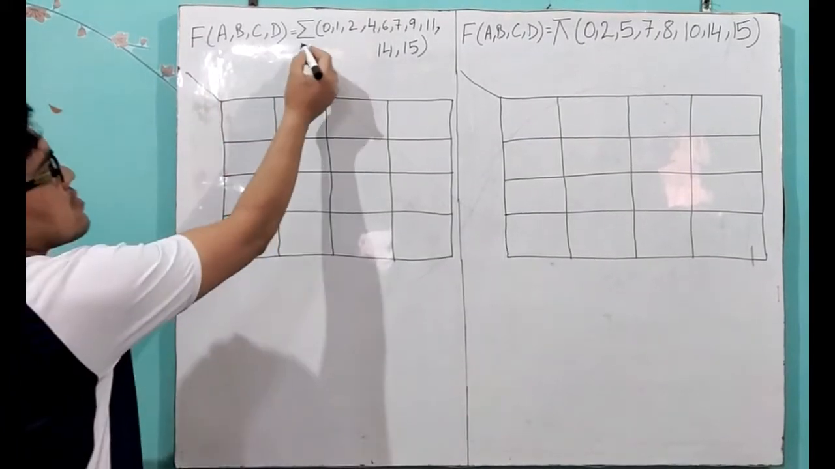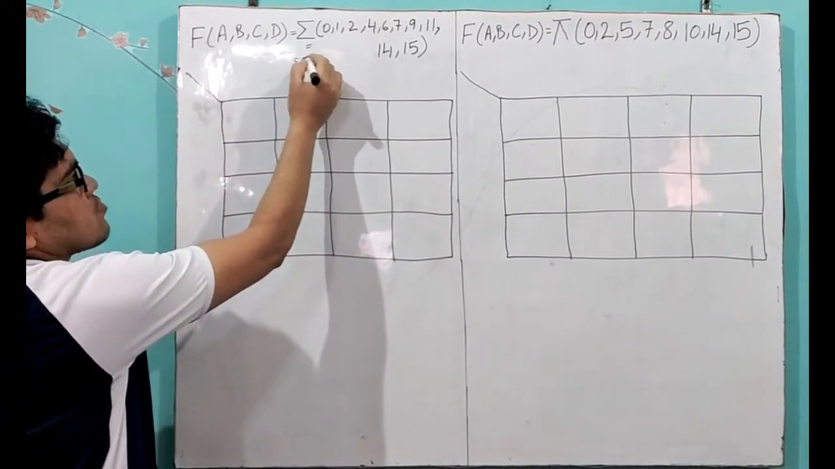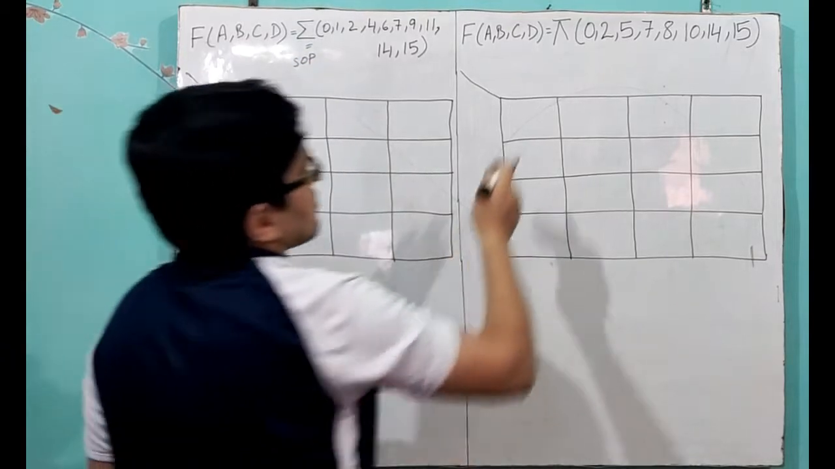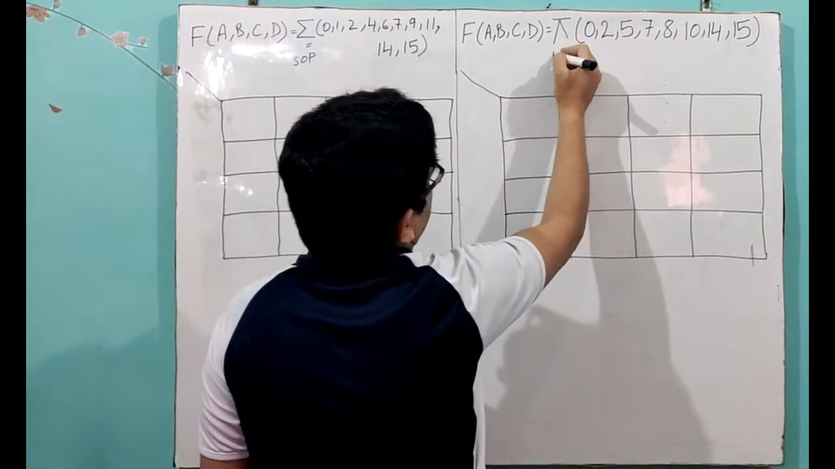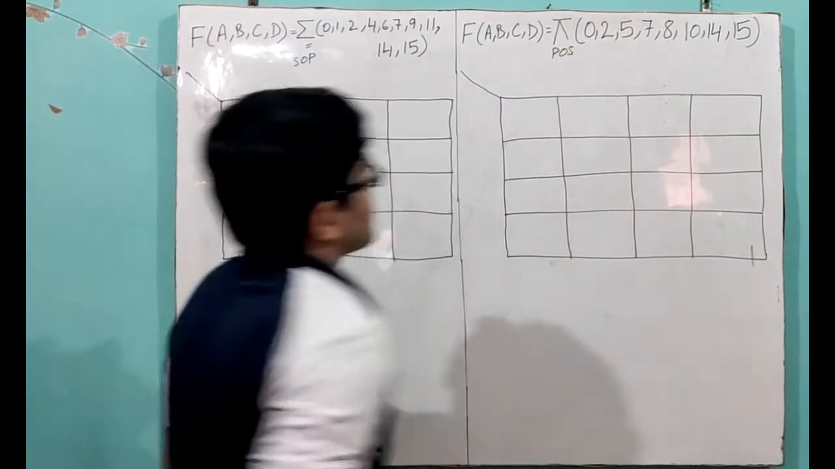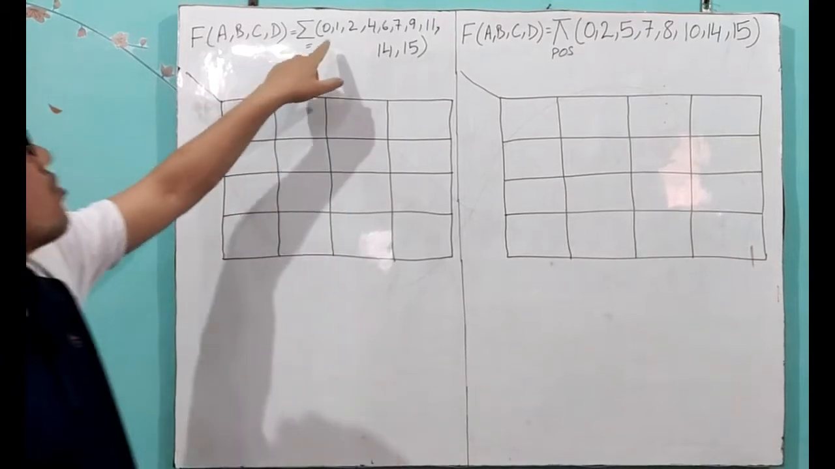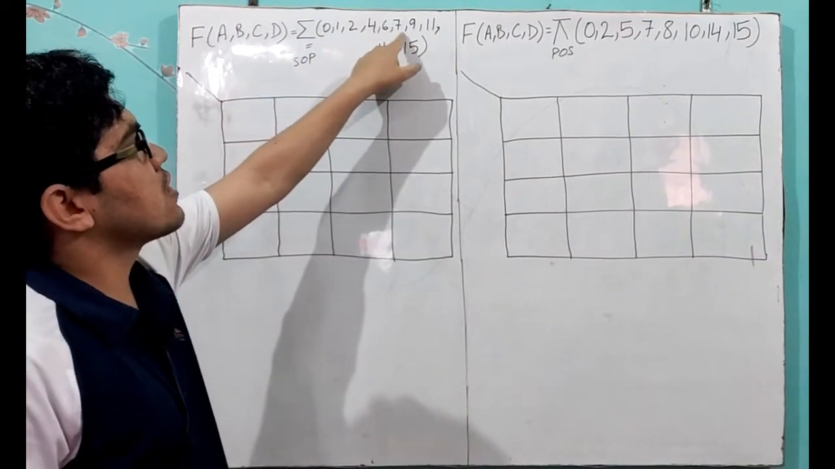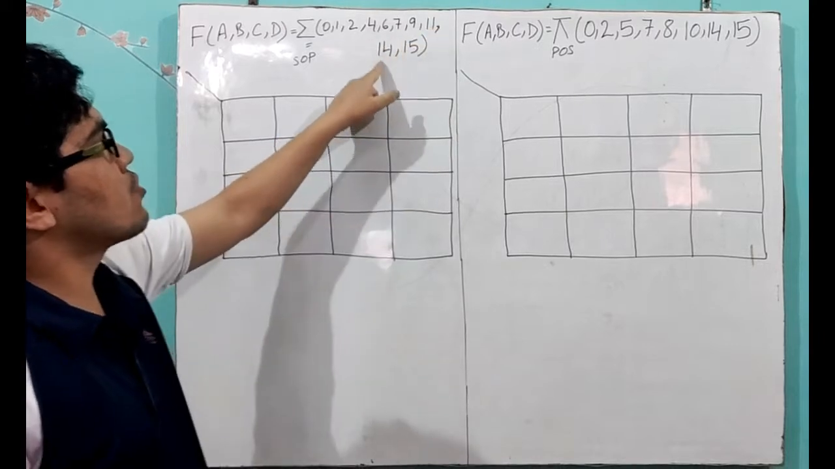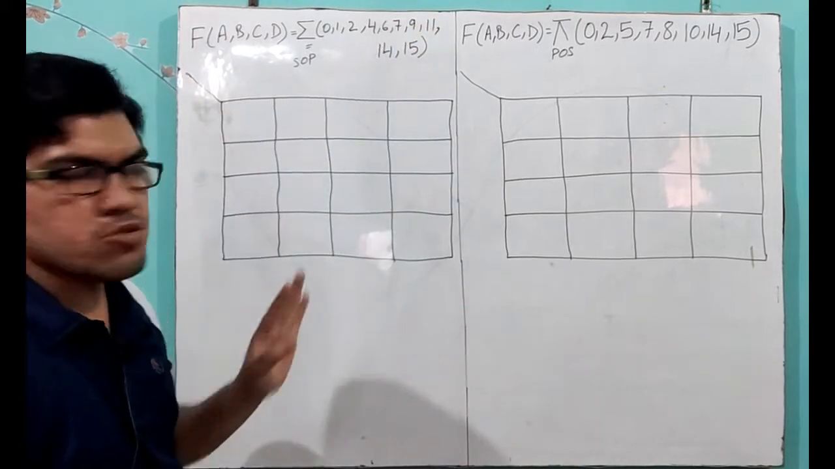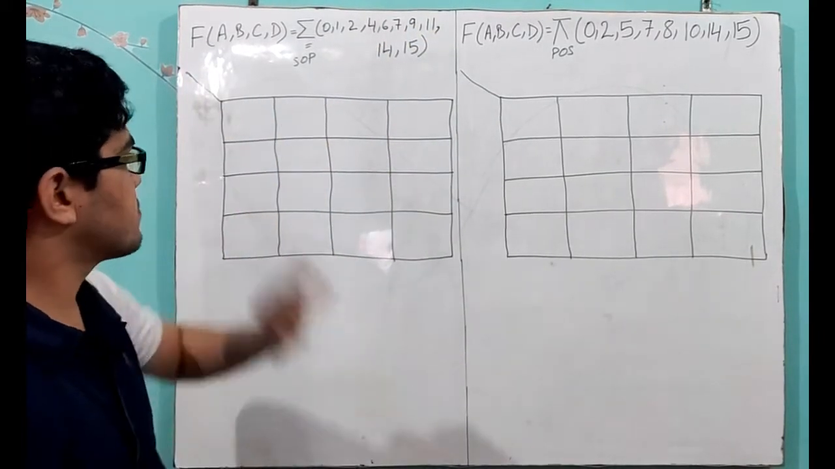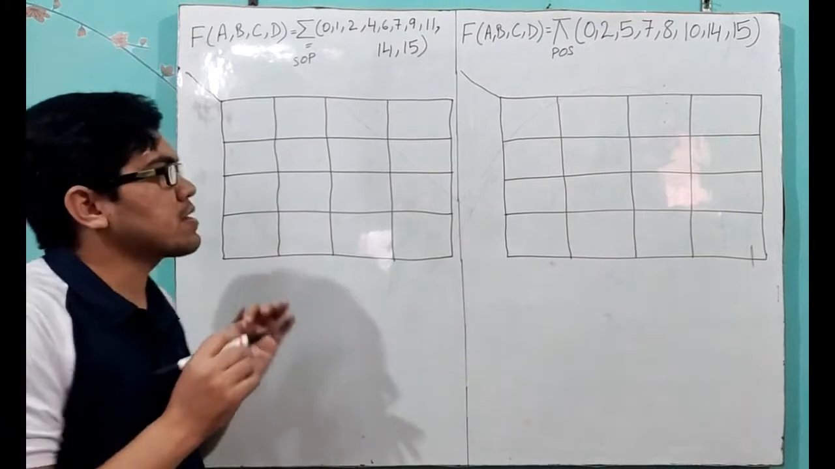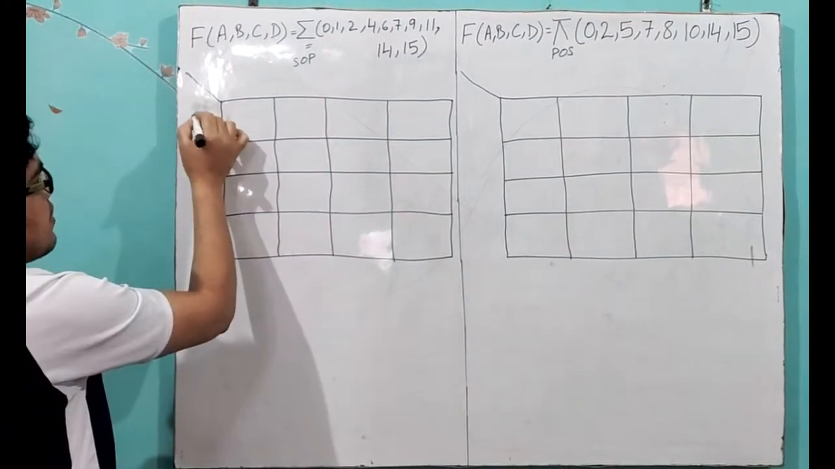Where sigma is there, it means SOP, and where pi is there, it means POS. So the question is sigma of 0, 1, 2, 4, 6, 7, 9, 11, 14 and 15. So let us solve this first. First let me complete the K-map.